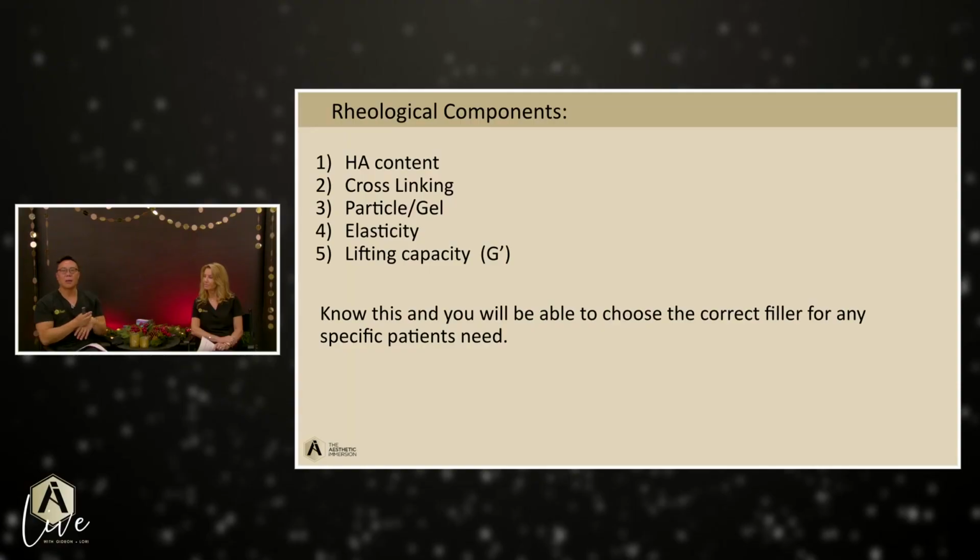Elasticity, stretchability determines where your depth is. I think the more elasticity, the more you can put it into areas of high mobility, especially around the mouth area. I think high elasticity is great for those. And then lifting capacity, G prime, is if you're looking for projection. Where do you want projection? You're going to choose something that has a little bit higher G prime.